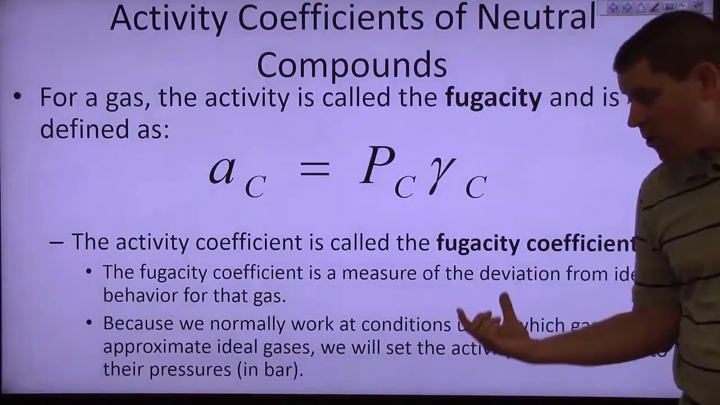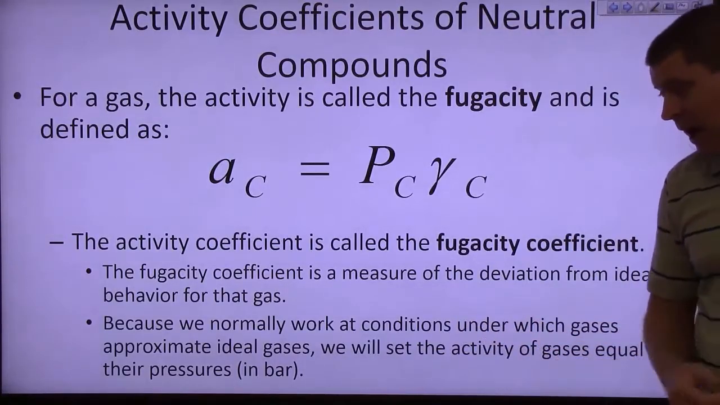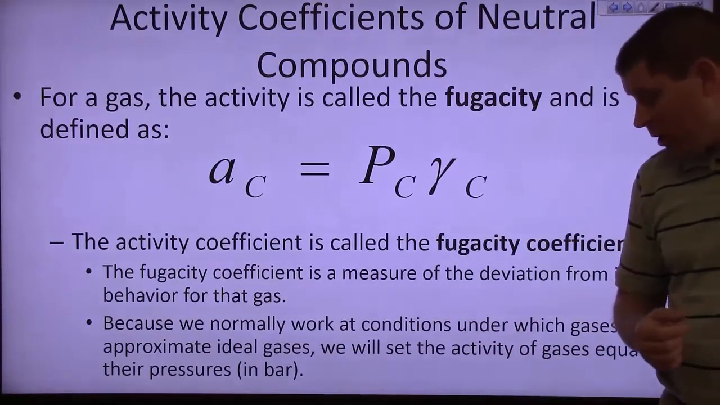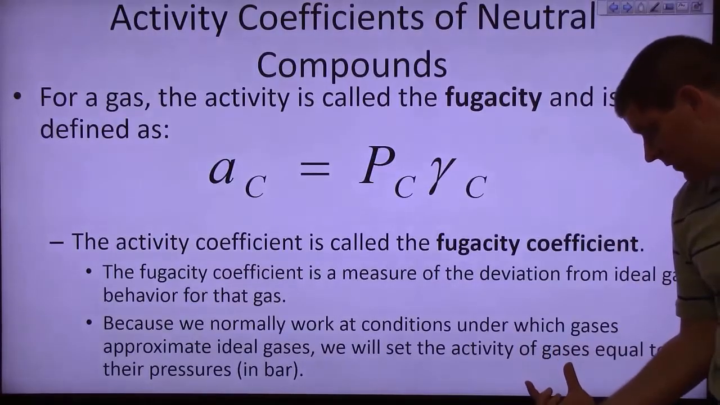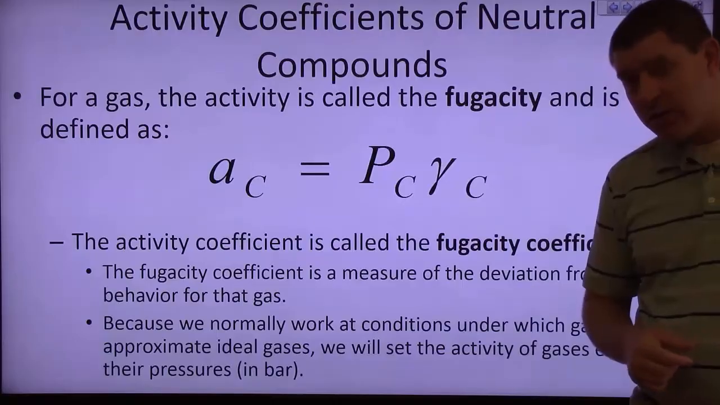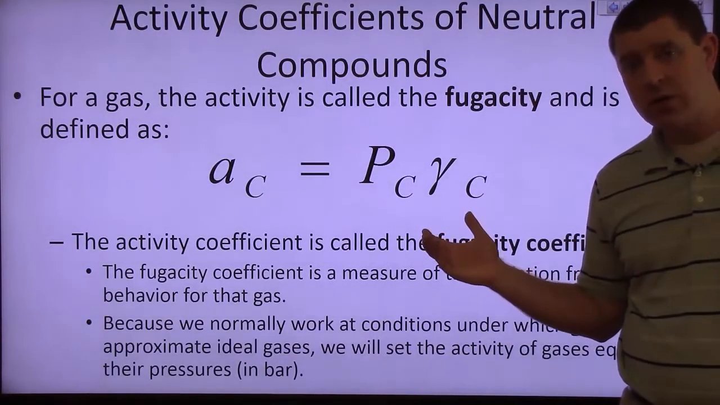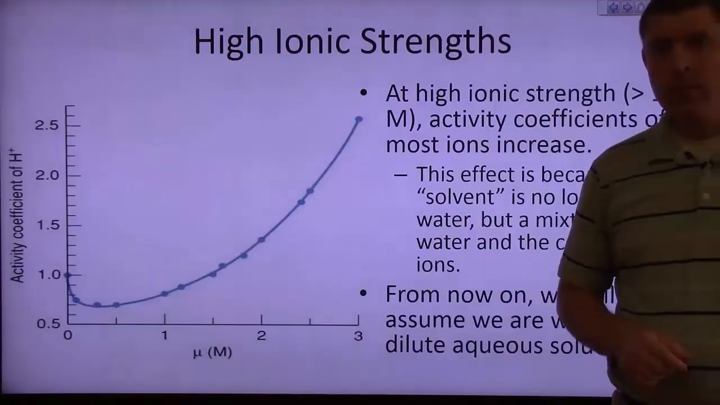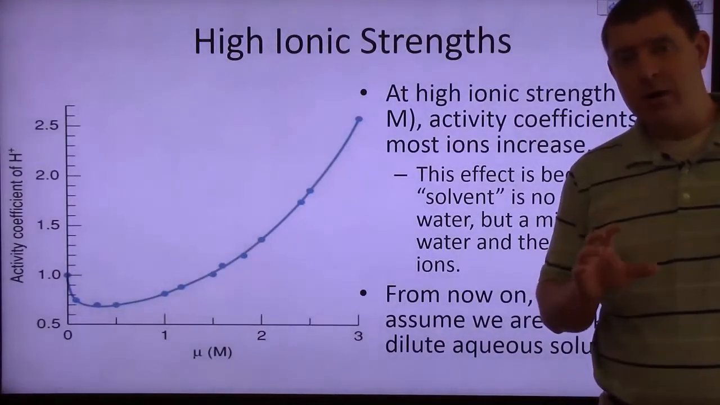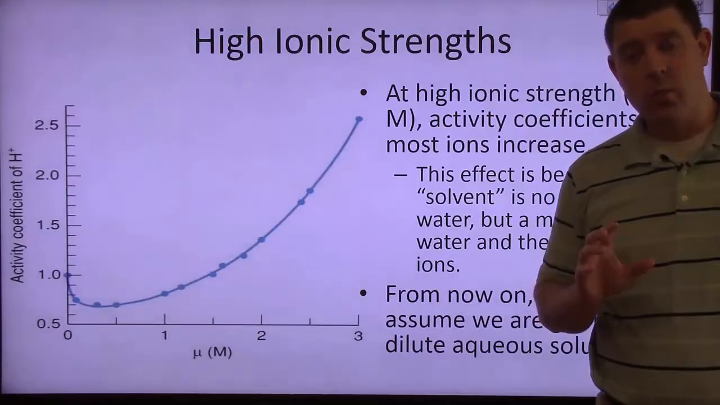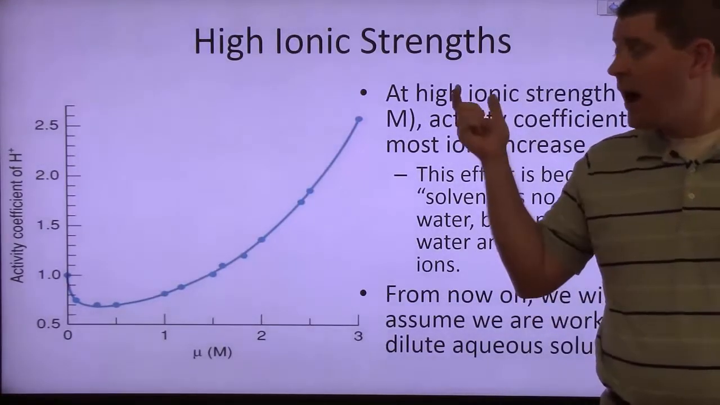Now because we normally work at conditions under which gases approximate ideal gases, we will set the activity of gases equal to their pressures in bar. That is, we're going to assume that the fugacity coefficient here is 1, or pretty close. So up until now, we've been talking about ionic strengths that are still relatively low, ionic strengths of 0.1 molar or below. But now let's talk about higher ionic strength.